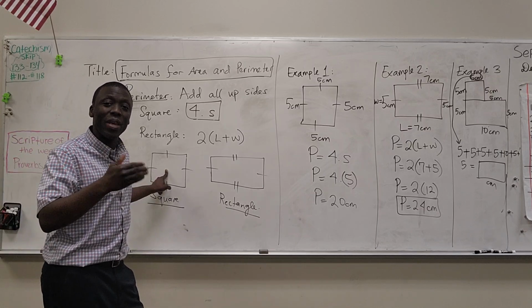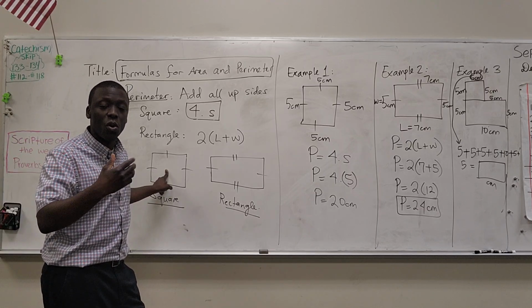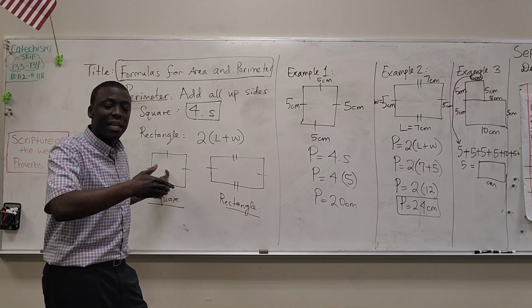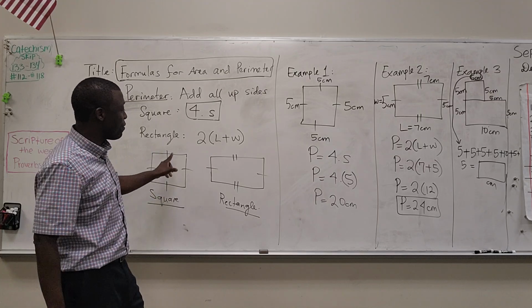If we want to find the area, we say the side length squared. So whatever the side length is, you square it. Like 5, if that's the side length, you say 5 squared, and that's 25.